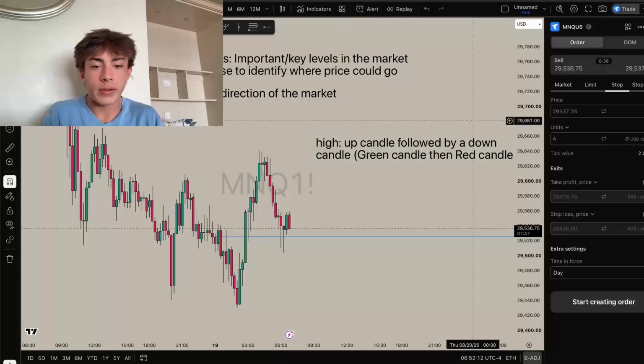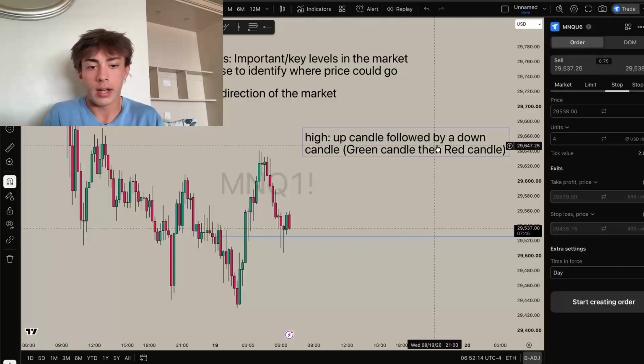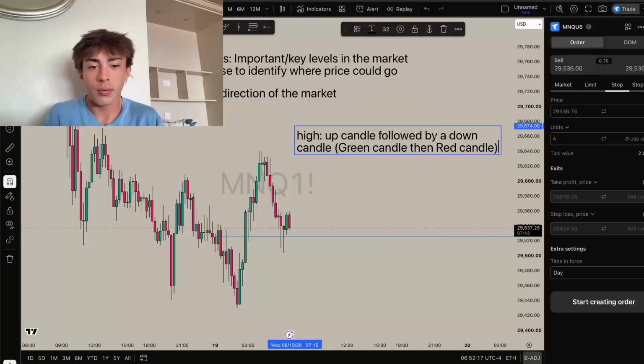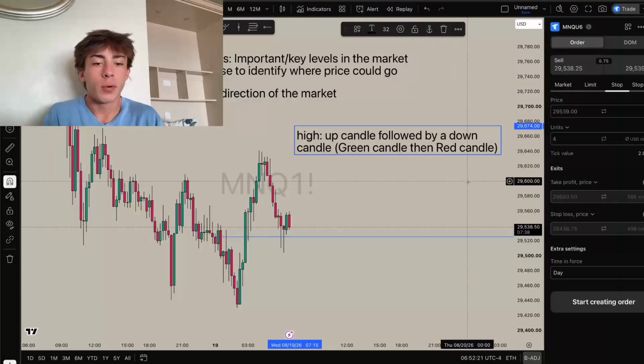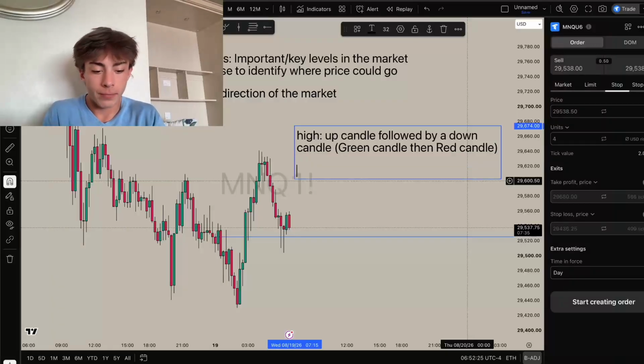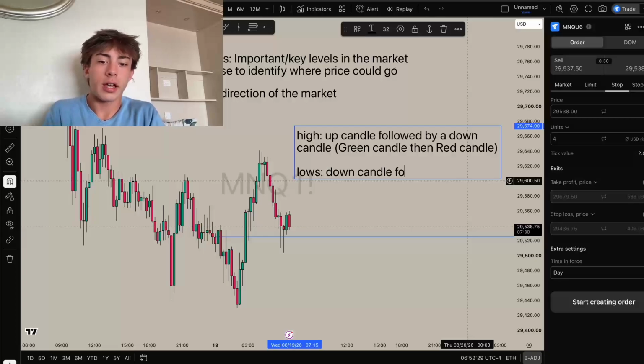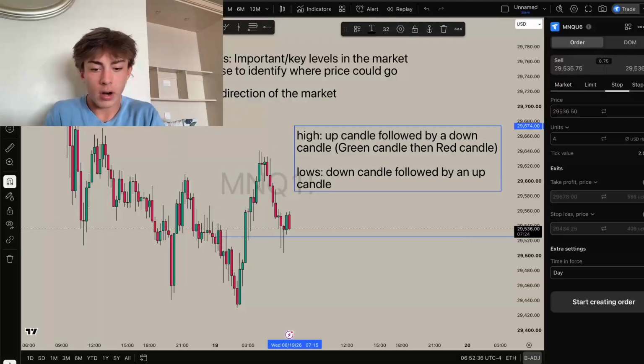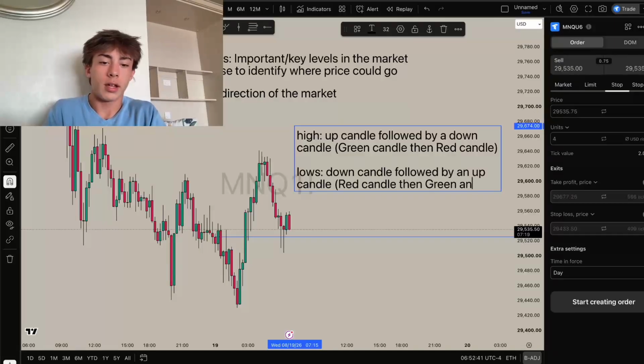Almost every person in the trading space just calls these up candles or down candles. You rarely say green, red. Actually, a lot of people say bullish, bearish, but for the most part we're going to be saying up candle, down candle, so get familiar with that. Lows, you can take a really big wild guess what this is going to be: a down candle followed by an up candle. And for retards, a red candle, then a green candle.